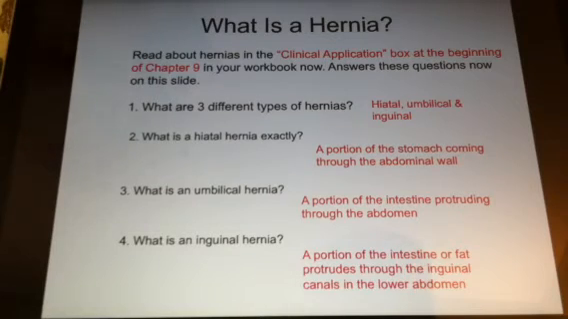In women, those canals allow for ligaments called round ligaments to run through those areas and attach to your uterus to provide stability for the uterus. Usually you see inguinal hernias in men. They can occur rarely in women, but sometimes you'll see the intestine or fat protruding back in those areas. So that's what that's all about, guys.